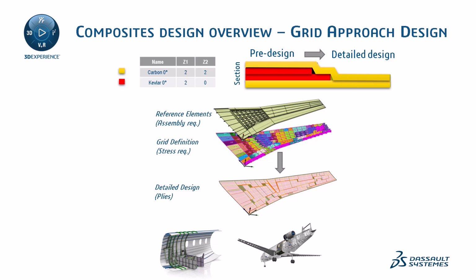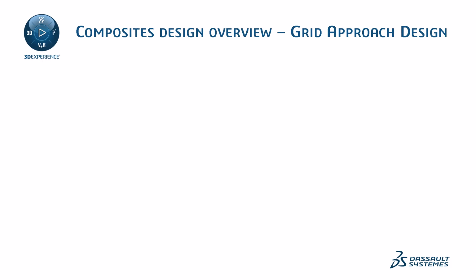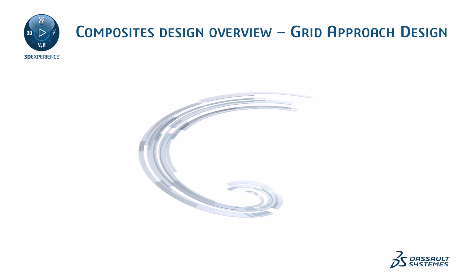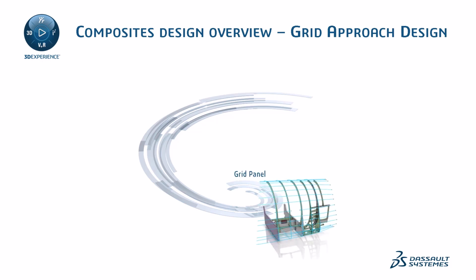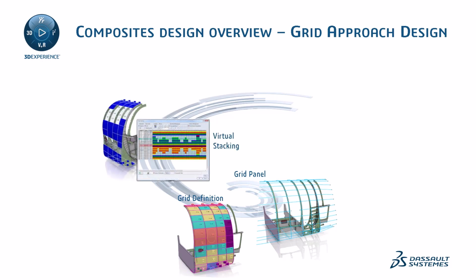This state-of-the-art method is well suited for aeronautical structures, such as wings or fuselage barrels. It fosters composites design in assembly context by automating and optimizing the definition of the panel in the context of mating frames and stringers substructures. With this method, the user will define a grid panel, create a grid, specify a virtual stacking, and generate plies from the virtual stacking. For this tutorial, we will use this geometry, an arrow skin panel.